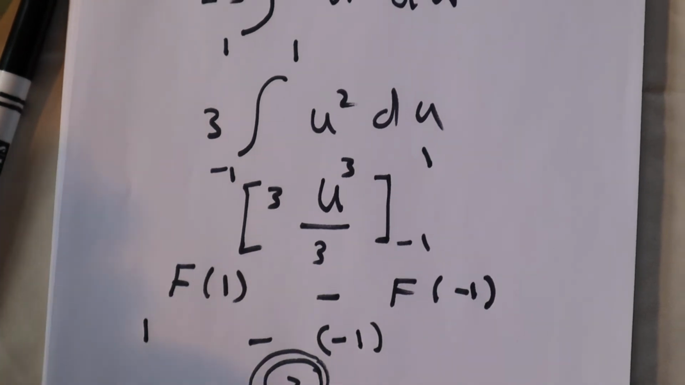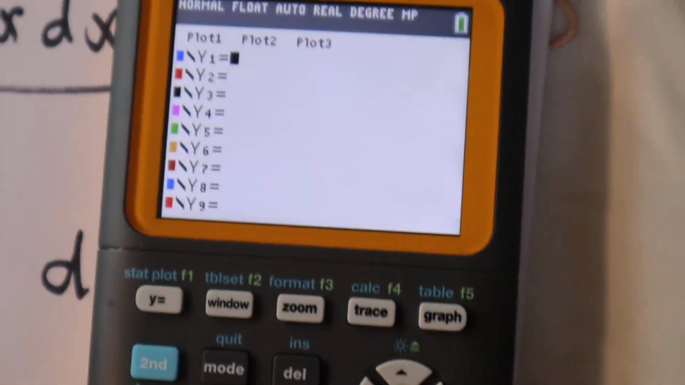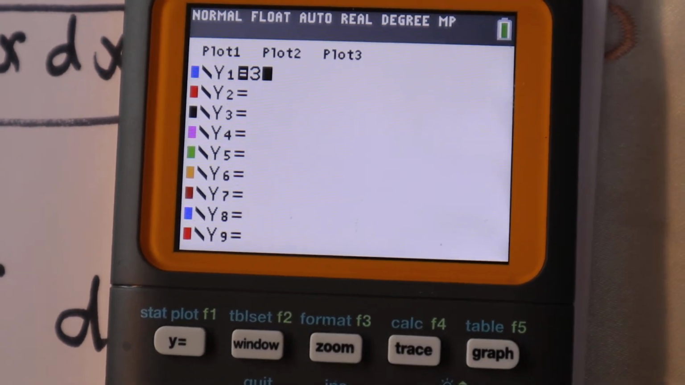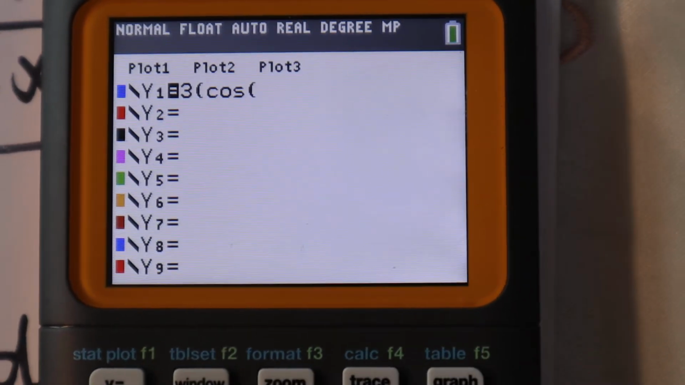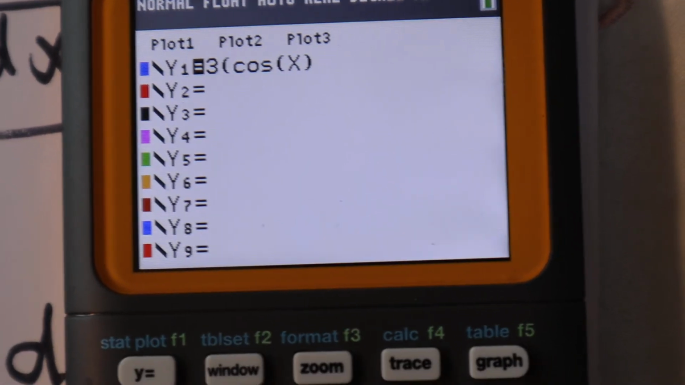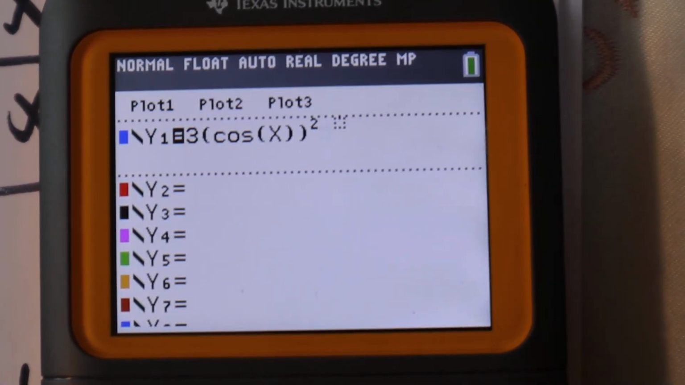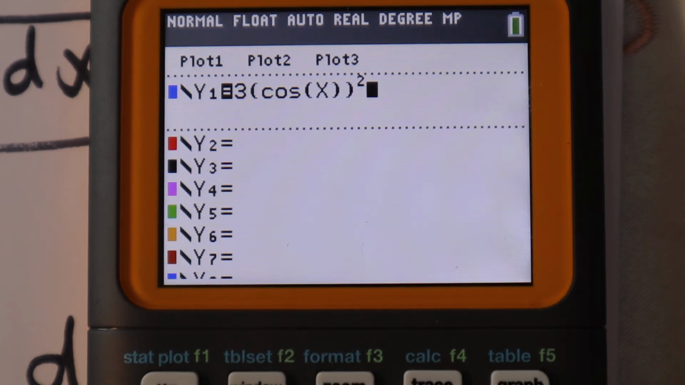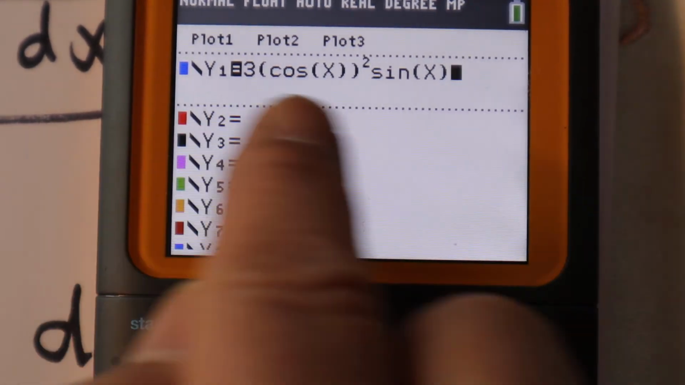Now, we need to prove that we are right using the calculator. Follow me here. Go to y equals and type the function that you want to find the integral of. It's 3 cosine square. I prefer to open parentheses, set your cosine, and then x, close it, and then close again, and it's squared. Times sine x. Sine x, it's sine, and then x. So this is the function that you want to integrate.